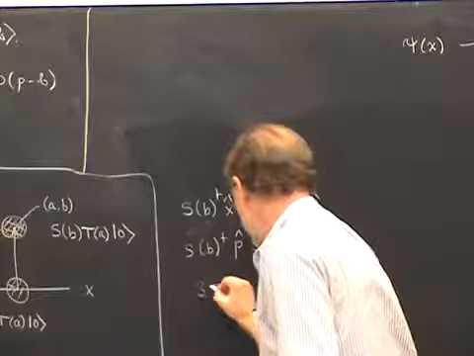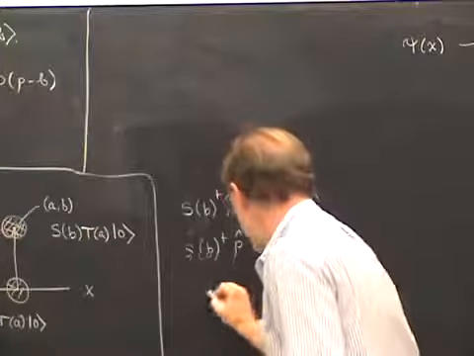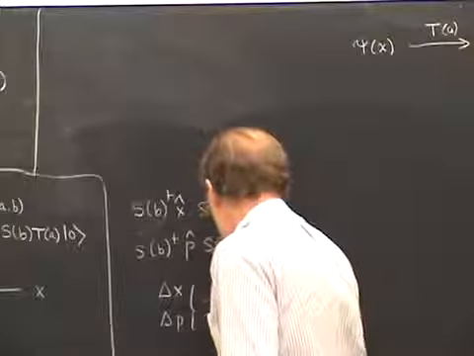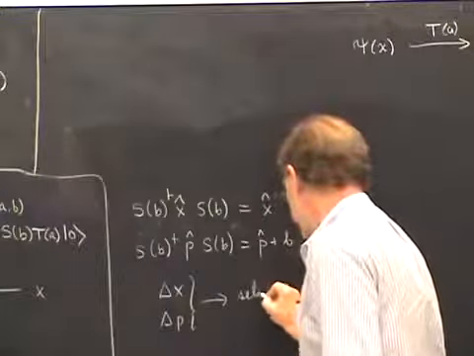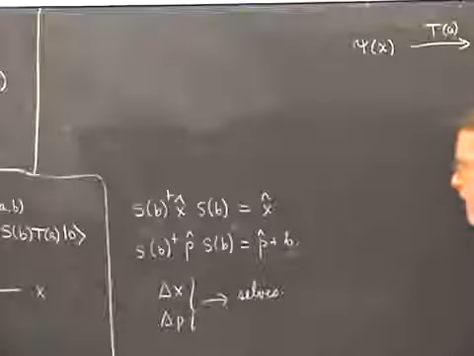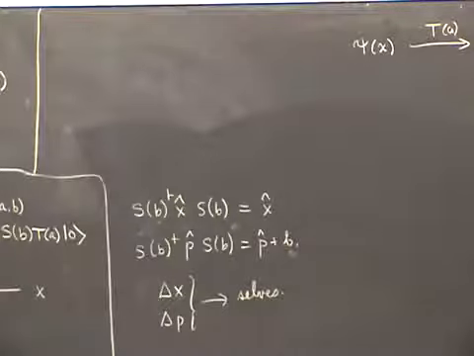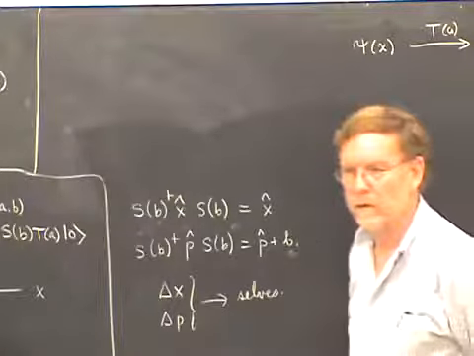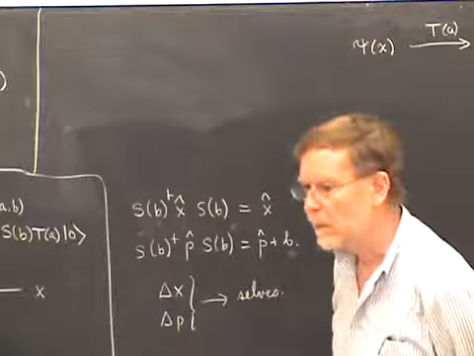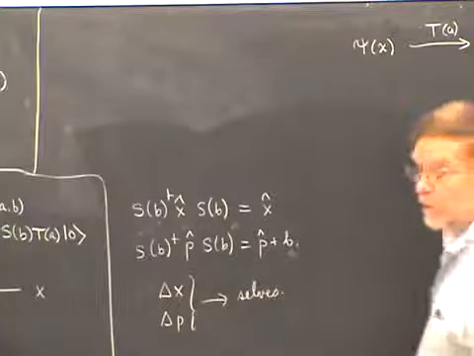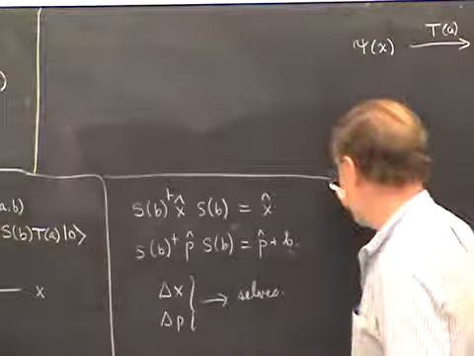And then finally we have the effect on dispersions, delta x and delta p. Both of them go into themselves, that is to say they do not change, for the same reason that they did in the case of the x-space displacements. Yes, question? Do the momentum and position translation operators commute? No, the momentum and position translation operators do not commute, and that's in fact going to be my next point.